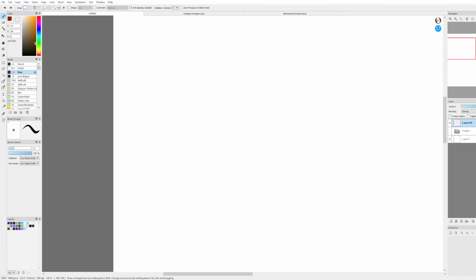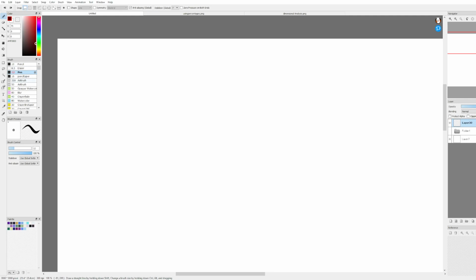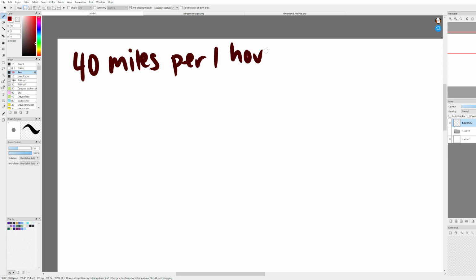Hi, so today we're going to be talking about dimensional analysis. This is really useful when you are trying to convert from one rate to another. So if we had something like 40 miles per hour, and we wanted to change 40 miles per hour to feet per second.